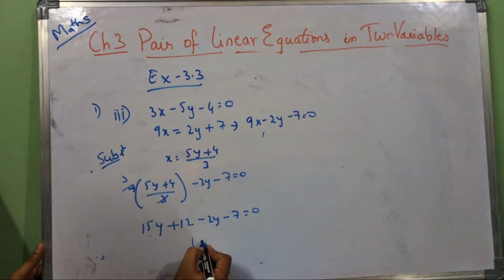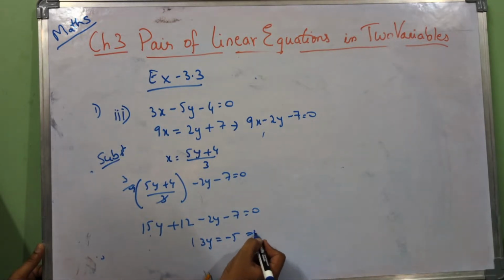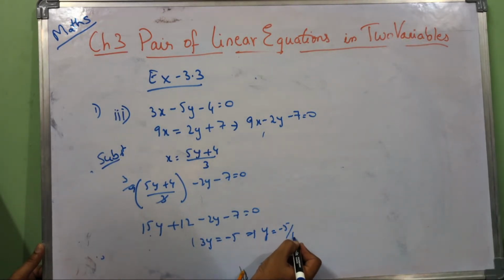15y minus 2y is 13y. 12 minus 7 is 5. So if you move to the right side, it becomes minus 5. So y value is minus 5 by 13. So this is correct.